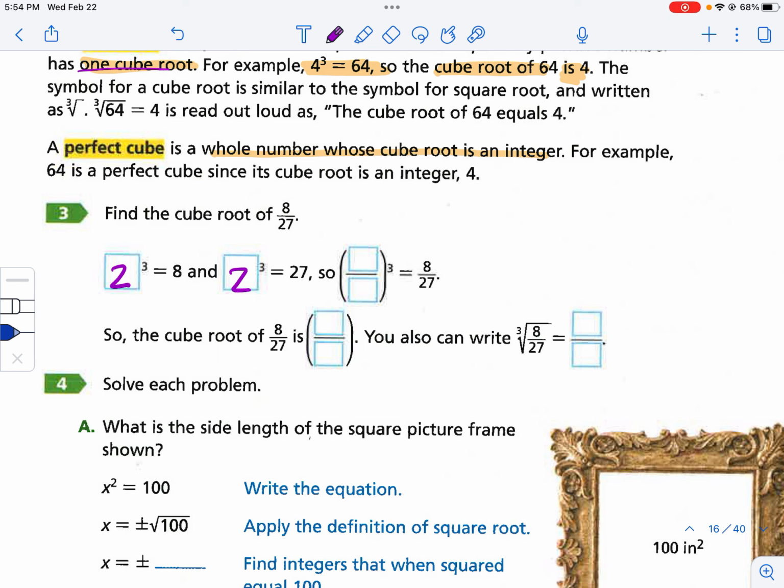What times itself 3 times gets 27? 3 times 3 times 3. So 2/3 cubed is equal to 8/27. So if I'm going backwards and I'm given the 8 over 27 and I want to find the cubed root, it would be 2/3. You can write it as the cubed root of 8 over 27 is equal to 2/3.